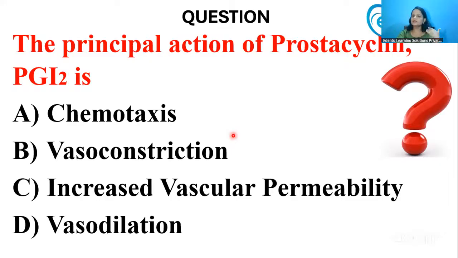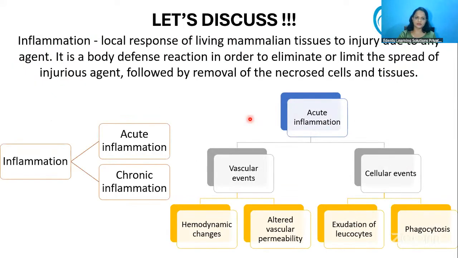For understanding the action of prostacyclin, first you should know about inflammation. What are the types of inflammation and what are the mediators of inflammation? You should know. Okay, so first let's have a look at what inflammation is. Inflammation is the response of a living tissue towards any external injury. It is a local response of the living tissue to injury due to any agent. It can be a physical agent or a bacterial agent.